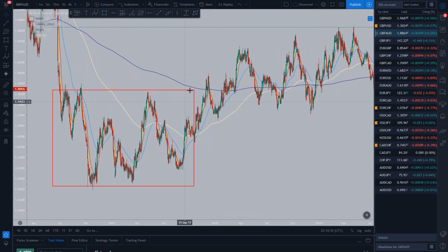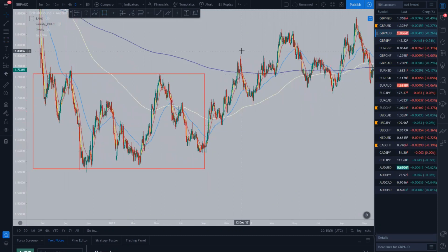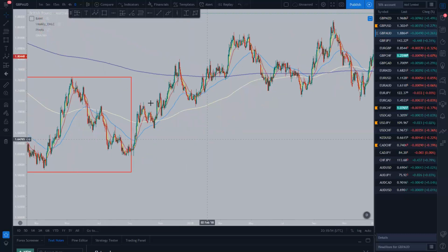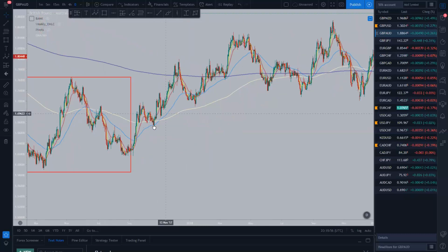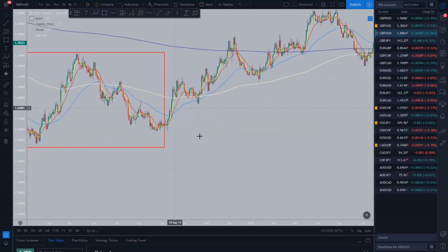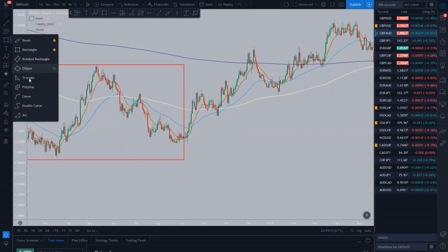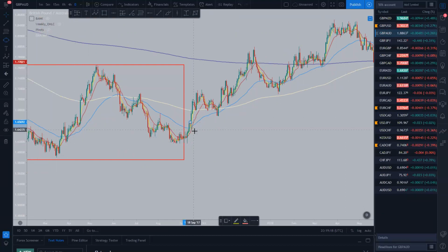Now, when we've identified an anchor, the first thing is to identify level one coming out of the anchor. This is where your moving averages come in. I know level one has taken place when I see the 13 and the 50 moving averages cross over. So this is the crossover I'm looking for down here.